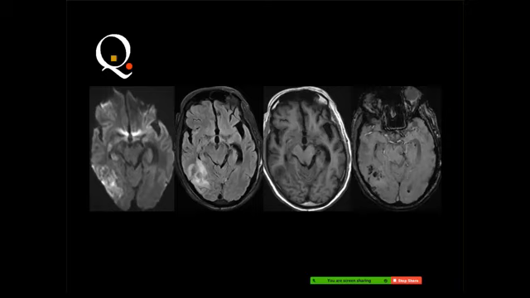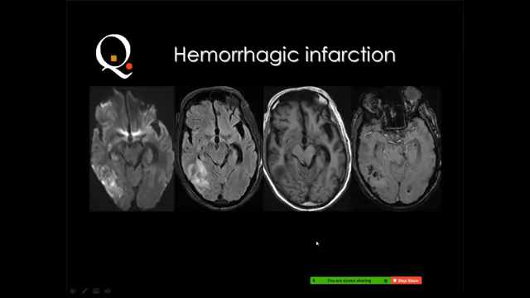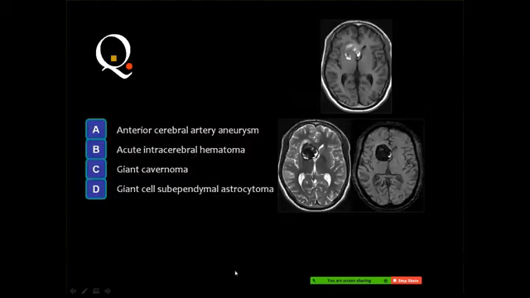Ischemic. Yes, what kind of ischemia? Hemorrhagic infarction. Non-hemorrhagic. Yes, and this is hemorrhagic infarction because of the presence of low signal foci in the susceptibility weighted image, and you can see diffusion restriction in the diffusion weighted image.